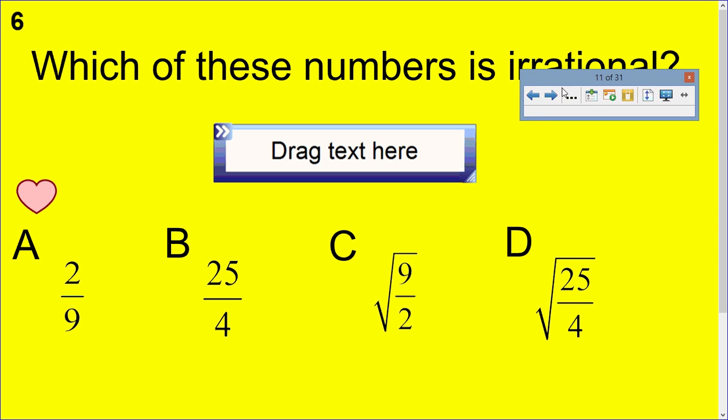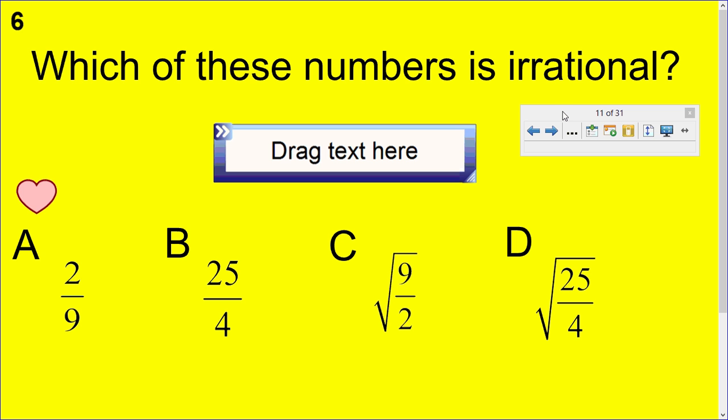All right, here's a question. Which of these numbers is irrational? Is it A, 2/9, B, 25/4, C, square root of 9/2, or D, square root of 25/4? Give you a minute to figure it out. Good luck.